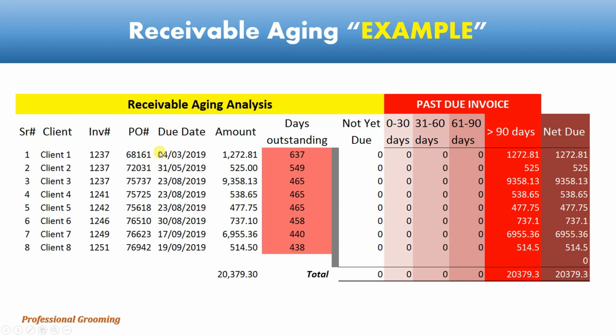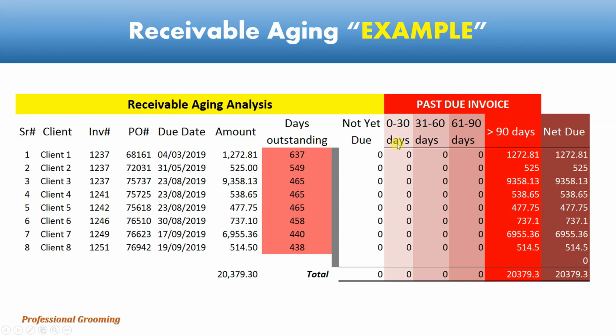Here you need to put the due date of the invoice, the amount of the invoice, and after that the formula which shows automatically how many days outstanding this invoice is. So this invoice from this client is delayed 637 days. And if there is any invoice which is not yet due, this amount will come here.